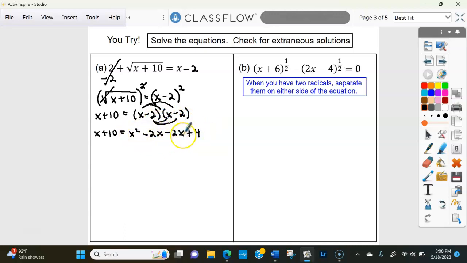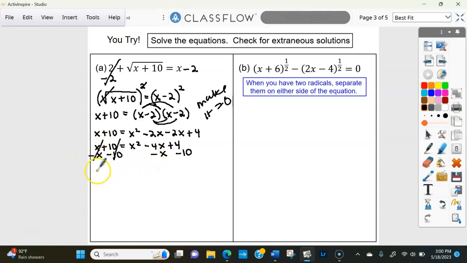Continue to simplify. We're going to combine these like terms. So x plus 10 equals x squared minus 4x plus 4. Now what we have here, this is a quadratic equation. When we have a quadratic equation, we are going to make it equal 0, so that in order to solve, we would need to factor it. So subtract the x, so we can get rid of it from here, and subtract the 10. And that way, the left side of the equation is completely blank, making it equal 0.